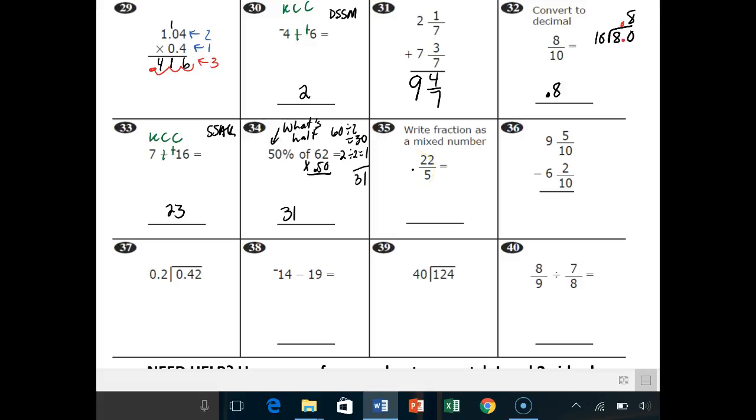Again, we have a mixed number, so change it to an improper fraction, improper fraction to a mixed number. 5 goes into 22 4 times, and we have only 2 left over. So that's how we get our answer of 4 and 2 over 5. Okay, 4 is our whole number, 2 left over, that's our numerator. Check to make sure you have common denominators here. You do, so then 9 minus 6 is 3, 5 minus 2 is 3, and keep the denominator.